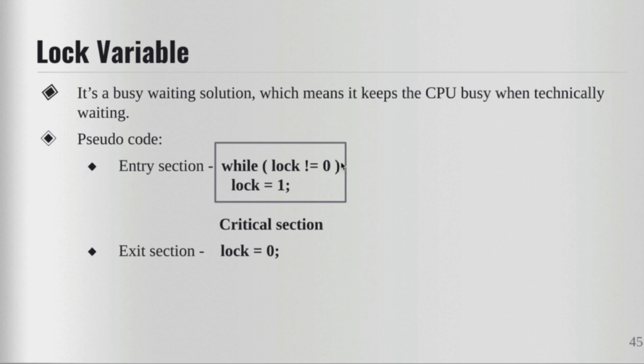That means process P2 will go to the next statement, which is here. Again, the lock value will be set to 1. The process P2 is going to enter the critical section, and once it finishes execution, it will set the lock value to 0.